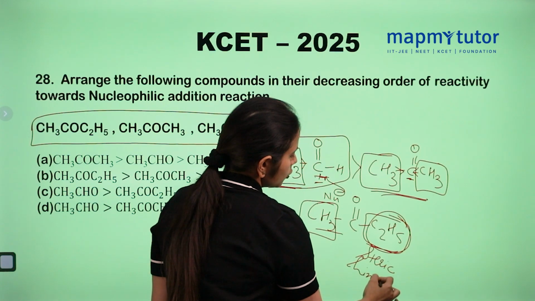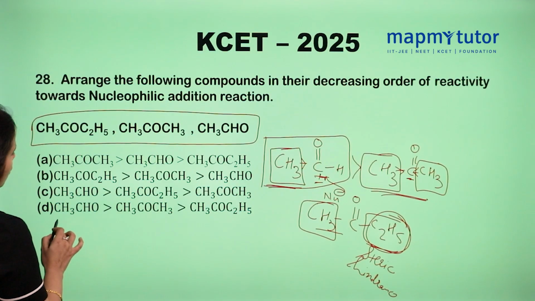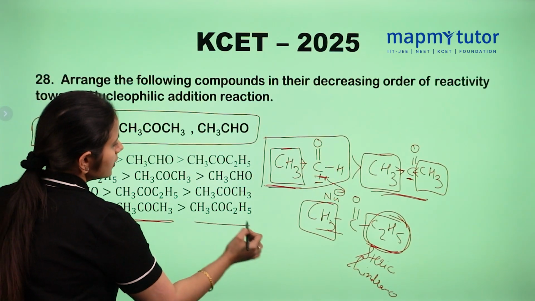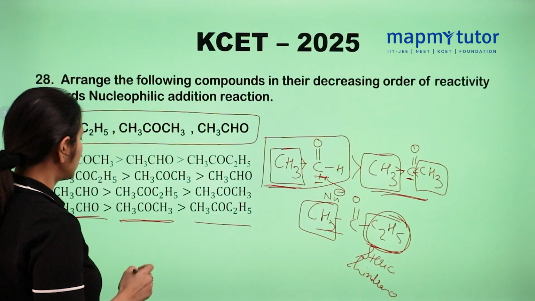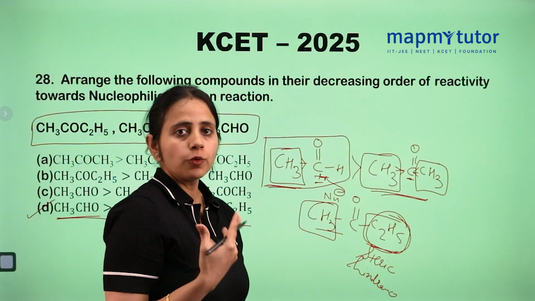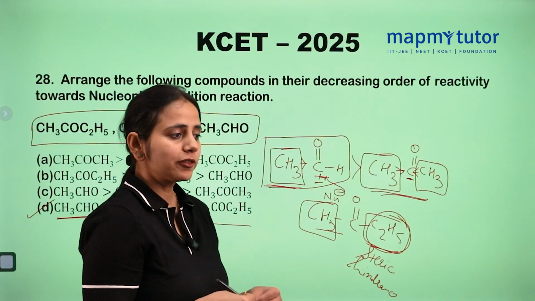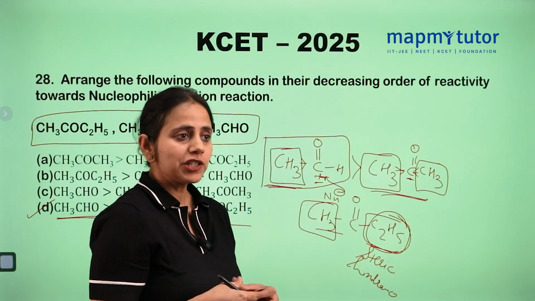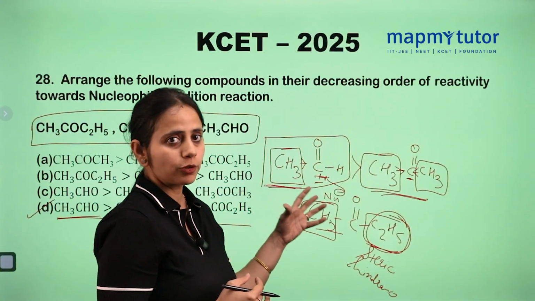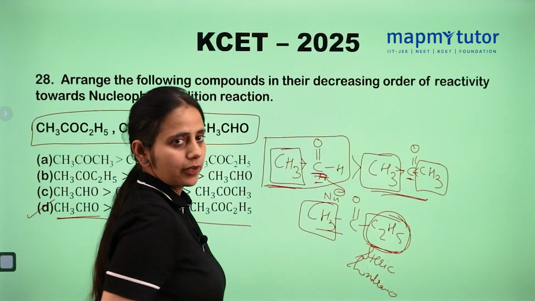So when we arrange this, CH3CHO will come first, then second is acetone, and the third is CH3COC2H5. I hope you understood that the more electron donating groups are present, the slower the nucleophile will attack, because the nucleophile is electron rich and it tries to attack the carbon which is electron deficient. Out of these three, acetaldehyde has the most electron deficient carbonyl carbon, so the nucleophile will attack here.